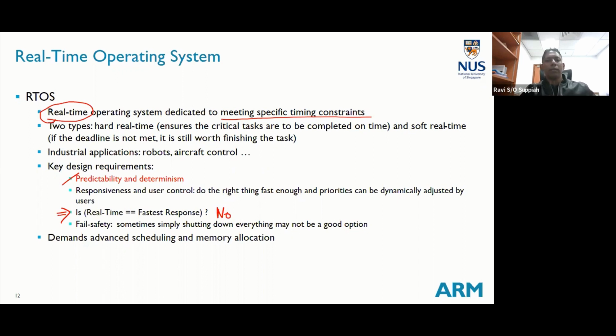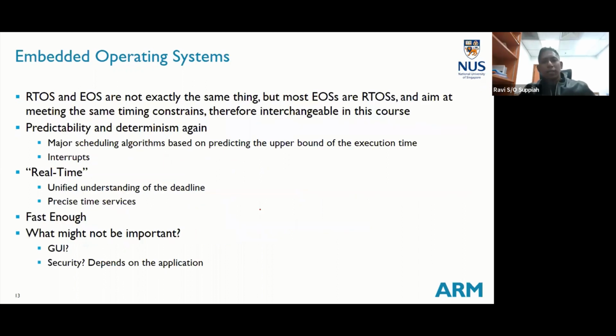Right, as long as I meet the deadline, that is good enough. So that is the main thing of RTOS. Sometimes you will read some articles or books where they talk about embedded operating systems. Embedded operating systems are, in essence, a term loosely used together with RTOS. So in a sense, they are interchangeable, because there is no clear distinction.